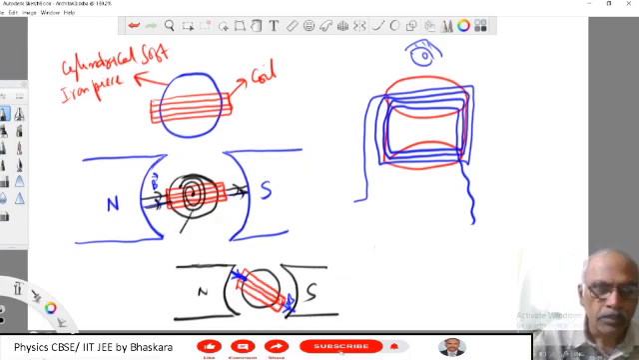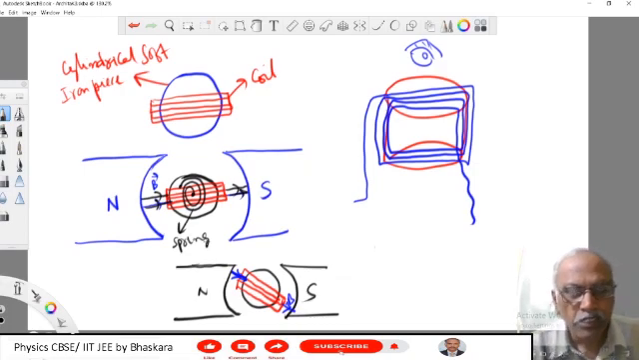What is the use of the spring? The spring will bring back the coil to the normal position. For example, if the coil rotates, along with the coil the spring also will be twisted, because the spring is connected to the coil. Spring twisted means the spring will give a counter torque. Counter torque in the sense it opposes the torque given by the current.